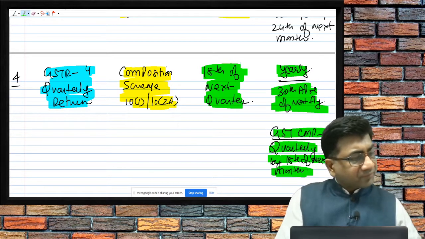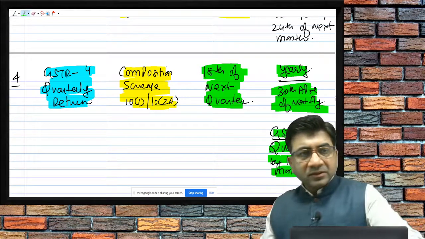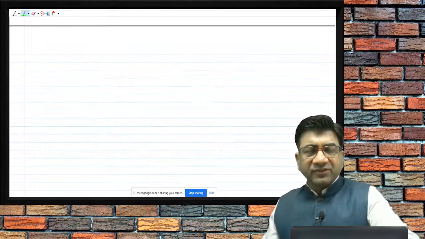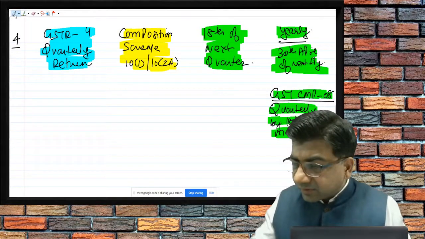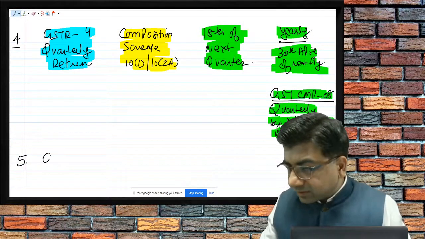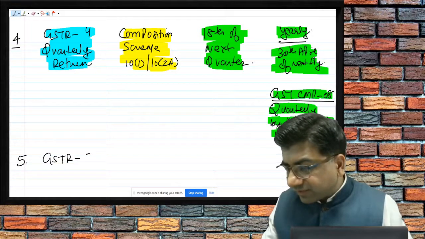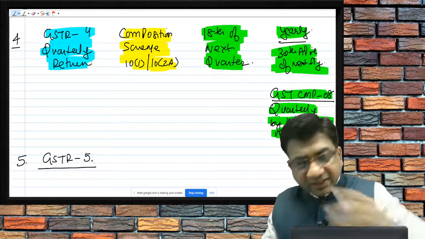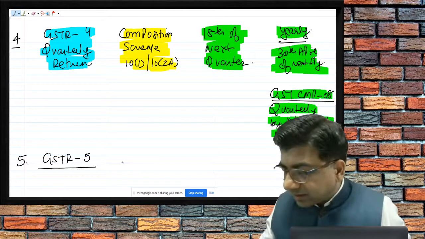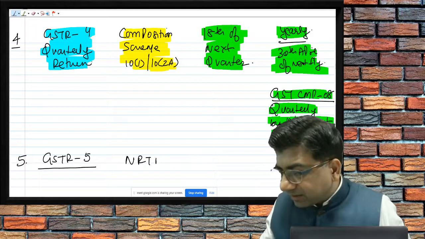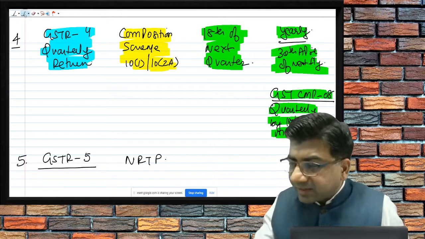Let's see, next is GSTR 5. Yes guys, come to GSTR 5. It is the return for whom? NRTP, CTP. NRTP, and this is a monthly return.